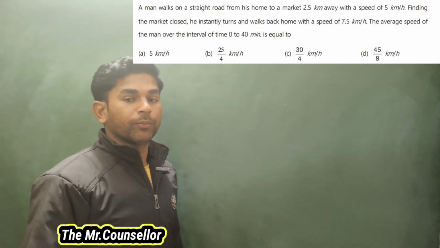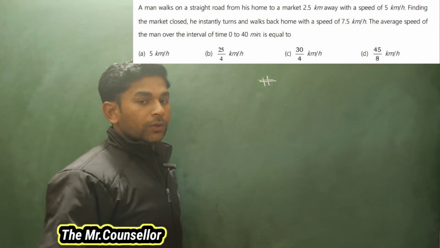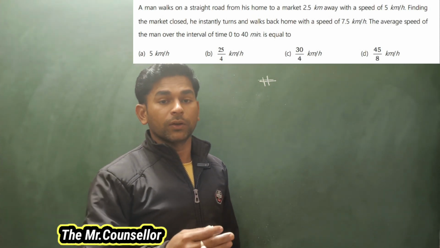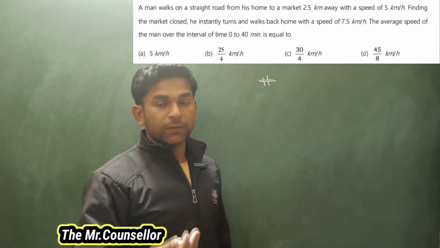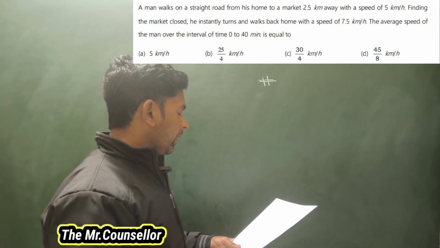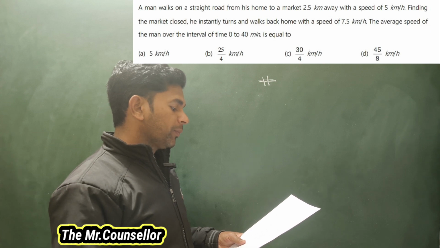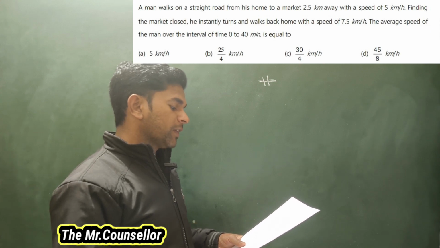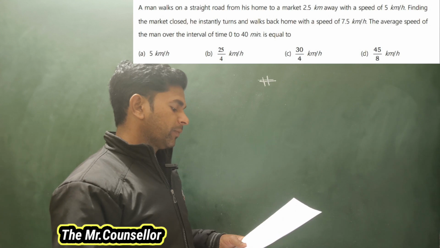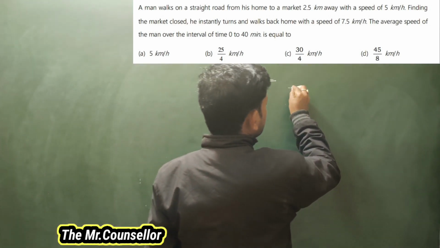This is a very important question. First, you need to try to understand how we can draw the diagram. This is very important for you. You can understand better with the help of a diagram. What they are telling: a man walks on a straight road from his home to a market 2.5 km away with a speed of 5 km per hour. So first condition we are going to consider here, let us see.